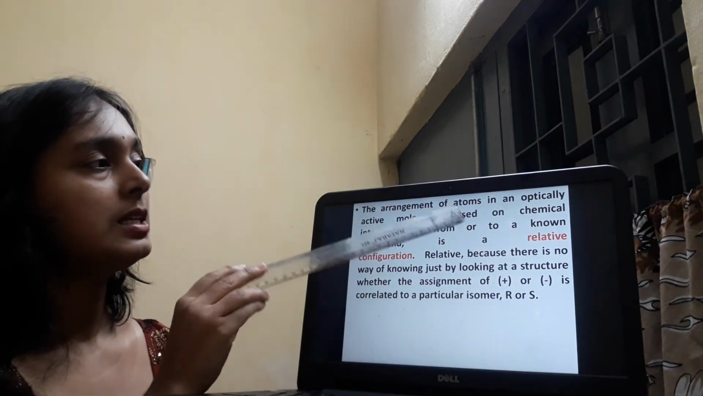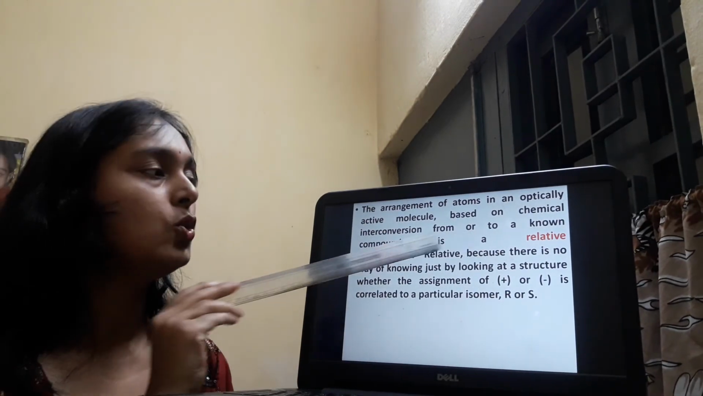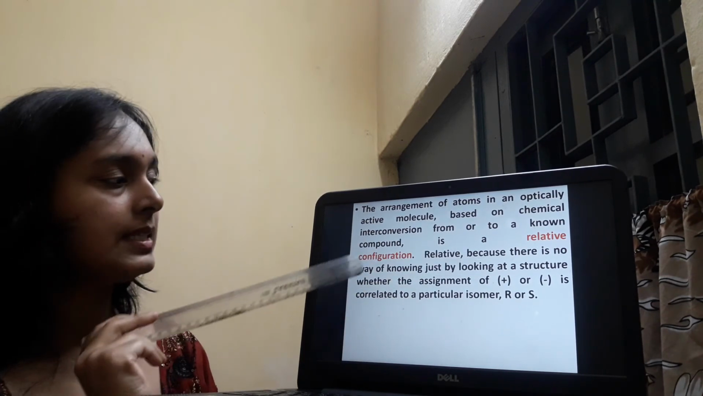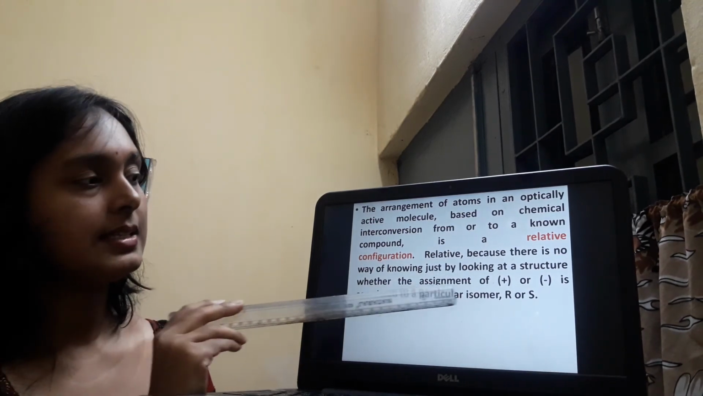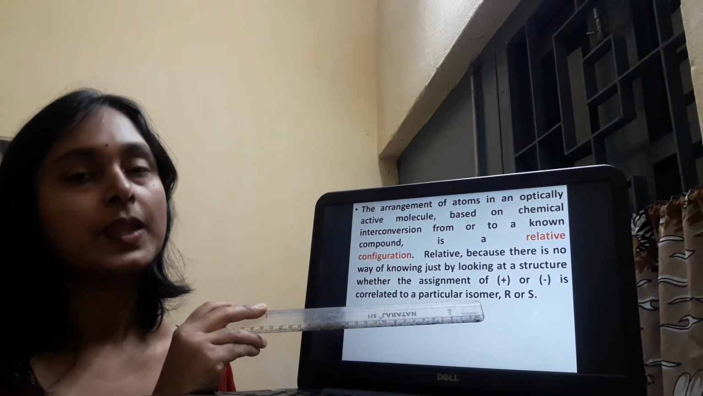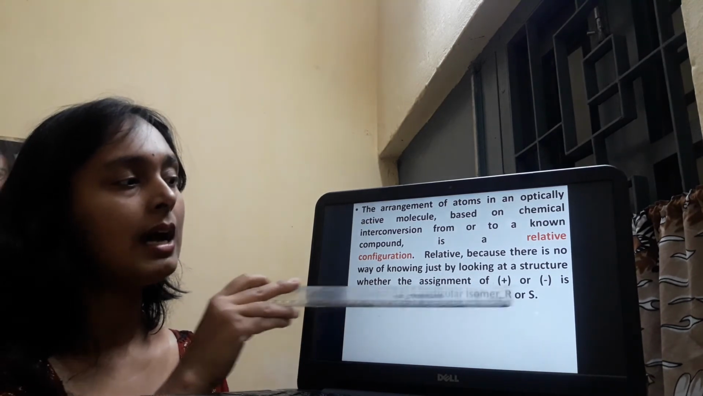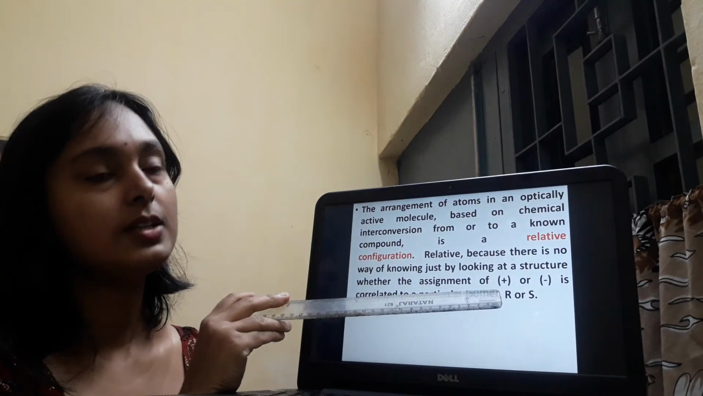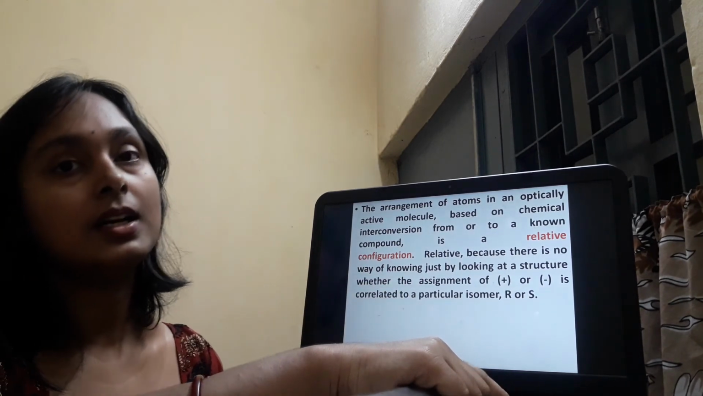So the arrangement of atoms in an optically active molecule based on a chemical interconversion from or to a known compound is a relative configuration. Relative because there is no way of knowing just by looking at a structure whether the assignment of plus or minus is correlated to a particular isomer, R or S. So by knowing the sign of specific rotation and R or S alone, we cannot determine the configuration directly. So we can go by a chemical reaction so that we can determine the configuration.